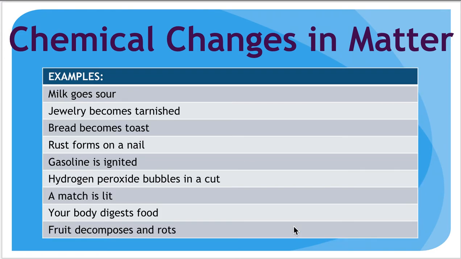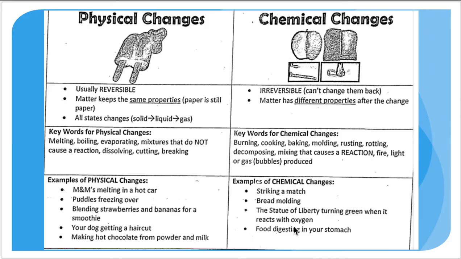Okay, so here are some more examples for you. When your milk goes sour, you ever had that happen? Nice and chunky milk. Nobody likes chunky milk. That is a chemical change. When your jewelry becomes tarnished, bread, you've changed it to toast. And it's that heating up part of that. That's why that's chemical. Rust forms, gasoline ignited or lit like a fire. Hydrogen peroxide bubbles, a match is lit. Your body digests food, right? That does not look the same going in as it does going out. Fruit decomposing and rotting.